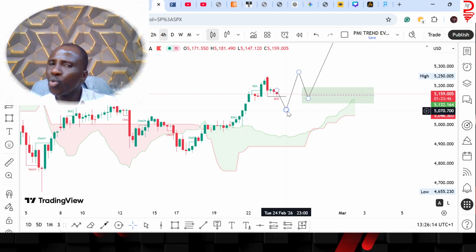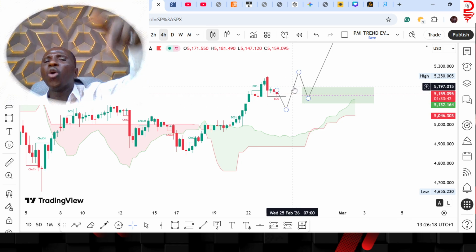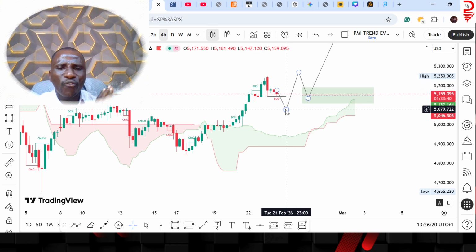Then we will still wait for it to break and give us a break of structure on the 4 hours. Do you see how we follow trade systematically? And this is how we approach the market. Before we take any trade, we observe. We observe for days, for weeks. And that is not a guarantee that the trade will be a win trade. It's just our style of trading.